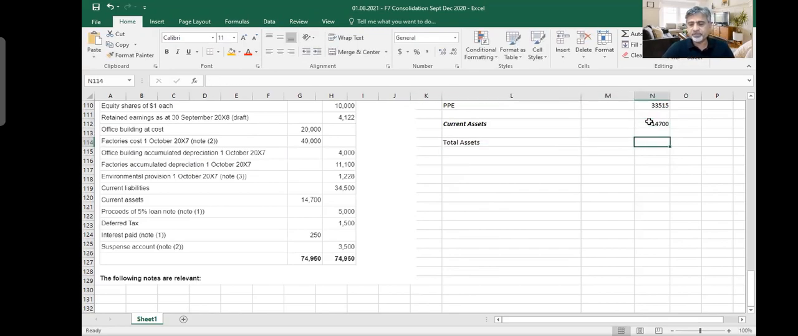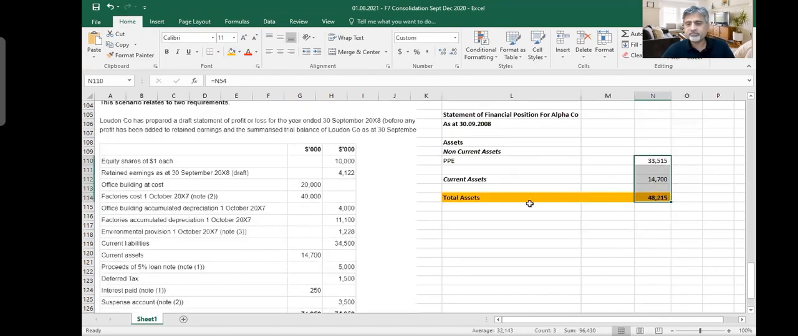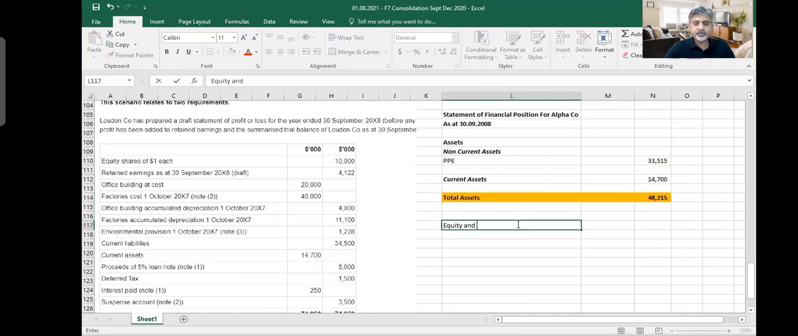Your asset side was simple. Only two categories of assets, and there is nothing else. And this makes 48,215. And let me just make it like this so that it becomes clear. The second side is your equity and liabilities. So you see that the time we spent was only on the workings. Putting it into the balance sheet is rather easy.